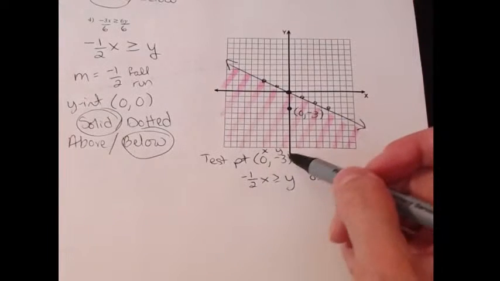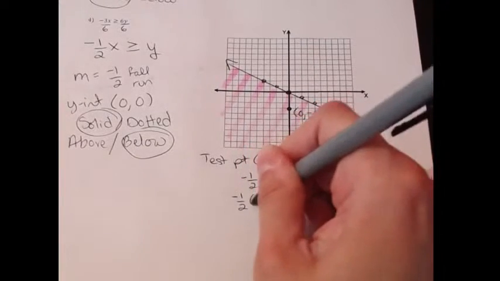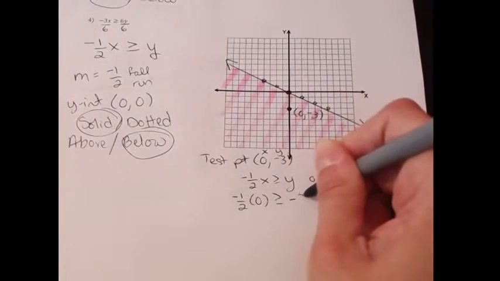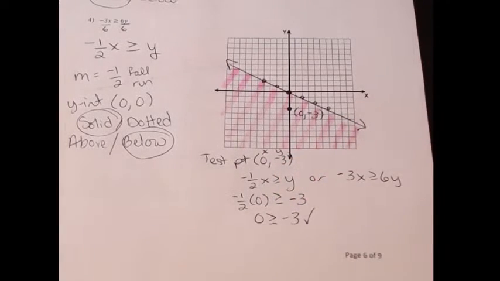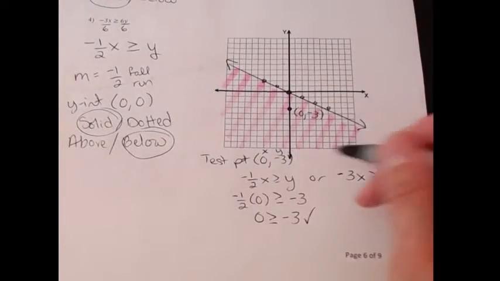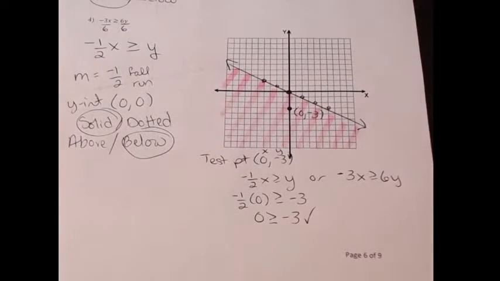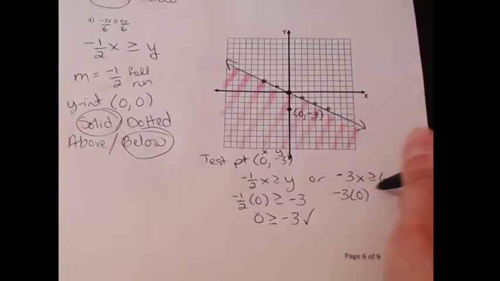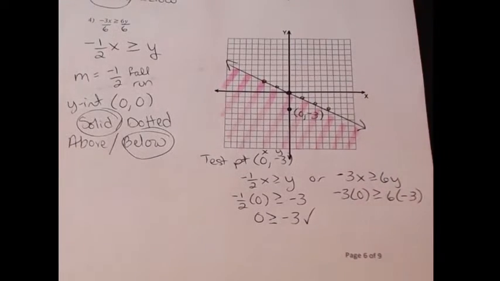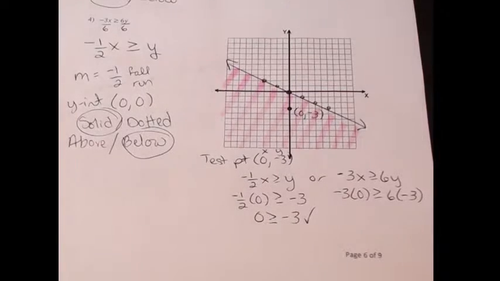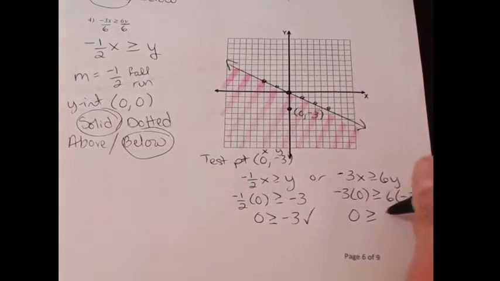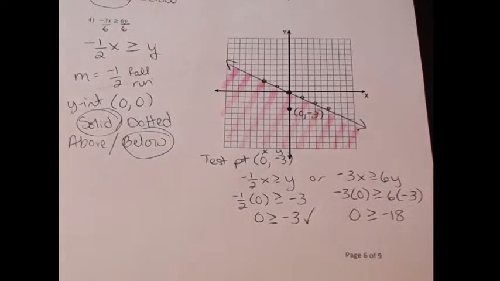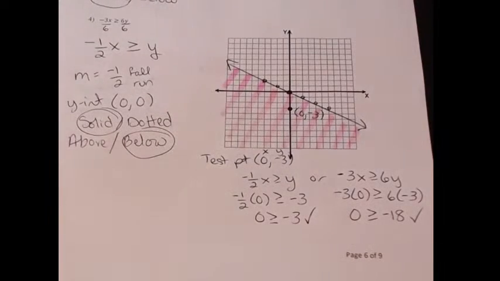So we're going to plug in a 0 for x and a -3 for y. -1/2 times 0 is greater than or equal to -3. So -1/2 times 0 is 0. Is that greater than or equal to -3? Yes, it is. So let's plug in 0 for x and a -3 for y in the original as well, just to make sure. Again, it's all about building confidence. So we may as well take steps to build that confidence and to feel good about the math that we're actually doing. -3 times 0 is 0, greater than or equal to 6 times -3, which is -18. Is 0 greater than or equal to -18? Yes, it is. So we know for a fact we shaded the correct region.